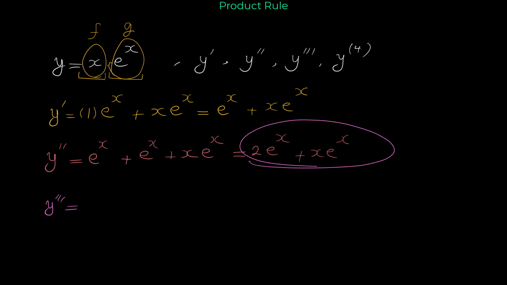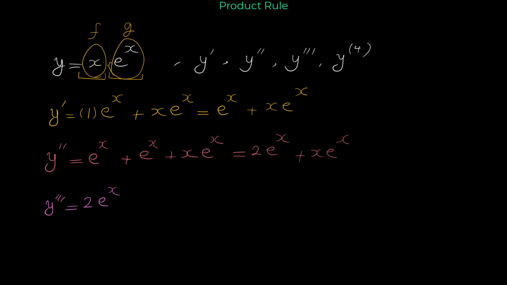Here, attention, 2 is a coefficient for e to the x. So basically you don't need to use any product rule for this. Just write the 2 here, and take the derivative of e to the x, which is e to the x. So again, why don't we need to use product rule for finding the derivative of 2e to the x?